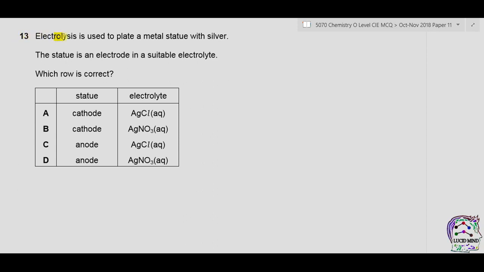Question 13. Electrolysis is used to plate a metal statue with silver. The statue is an electrode in a suitable electrolyte. Which row is correct? We have to find out which electrode the statue is going to be used as and which electrolyte is going to be used.